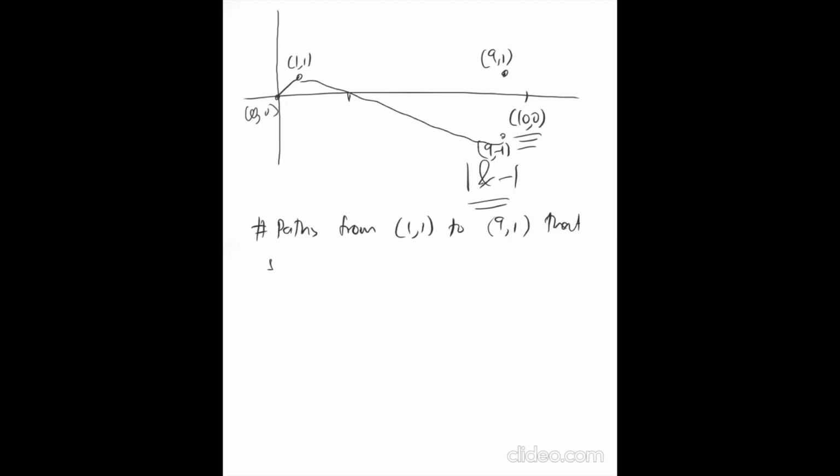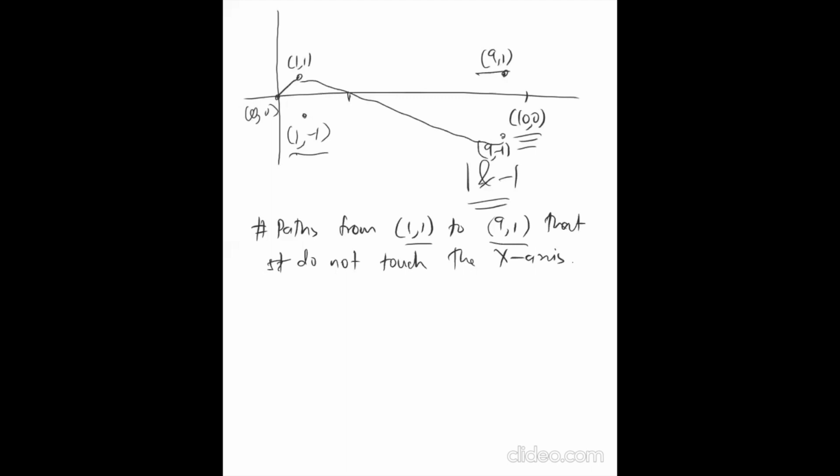that do not touch the x-axis. And this we know how to do because of the reflection principle. We have done this before. So instead of calculating this, as we do in the reflection principle, we first calculate the number of paths from 1, 1 to 9, 1 that do touch the x-axis. And as we know, this is the same as, you reflect, calculating paths from 1, -1 to 9, 1 without any restriction.